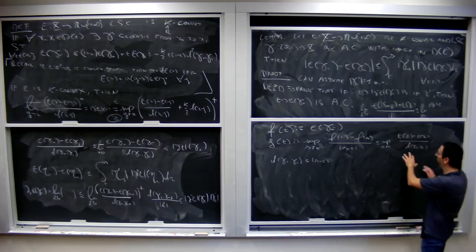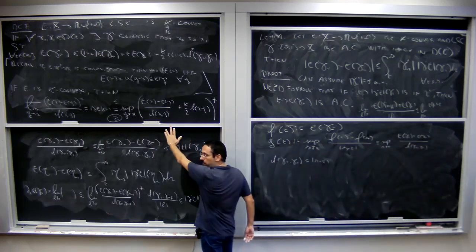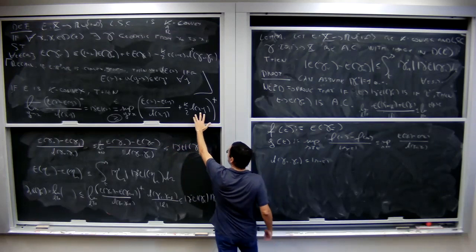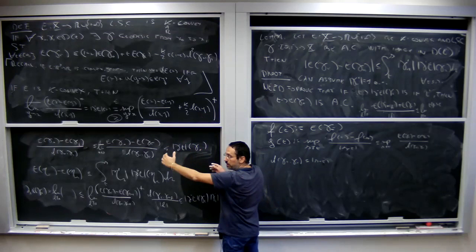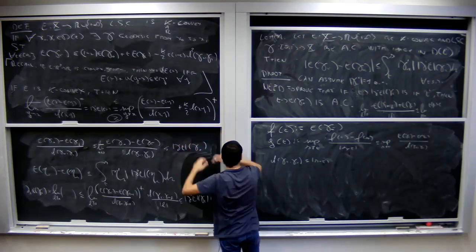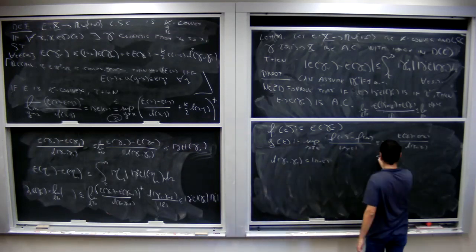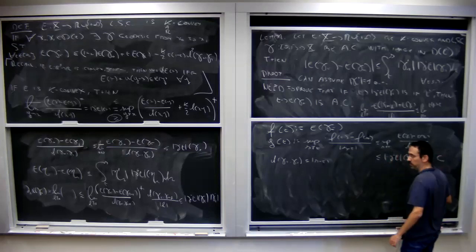But if you recall this formula, the global formula for the slope, and you notice that gamma, being absolutely continuous, has a bounded image, so this quantity over here is bounded by some number. This is less or equal than the slope at gamma t plus some constant.